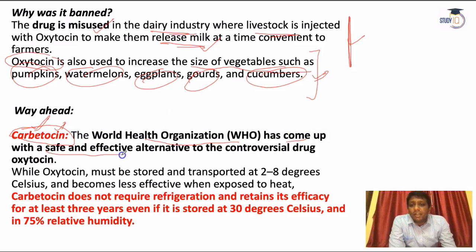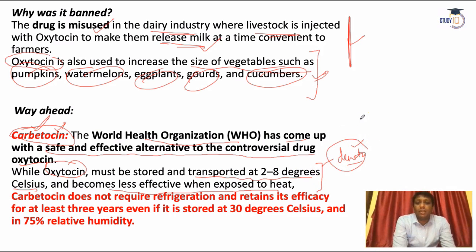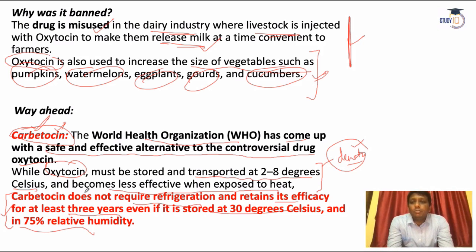It comes up as a safe and effective alternative to the controversial drug oxytocin. While oxytocin must be stored and transported at 2 to 8 degrees Celsius, and becomes less effective when exposed to heat, it can denature. The oxytocin preservation at the proper temperature is very important. But carbetocin is good, it has no such issue and does not require refrigeration. Its efficacy is safe even for the next 3 years, stored at a normal 30 degrees Celsius and 75% relative humidity. Still, carbetocin will not denature. So in that way, carbetocin is much better than oxytocin.